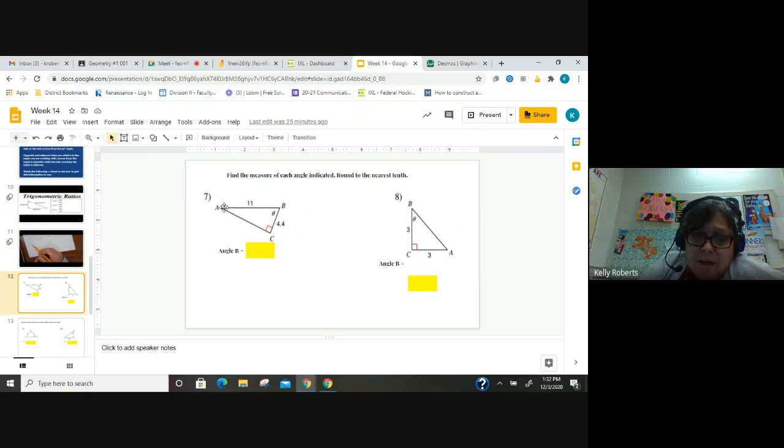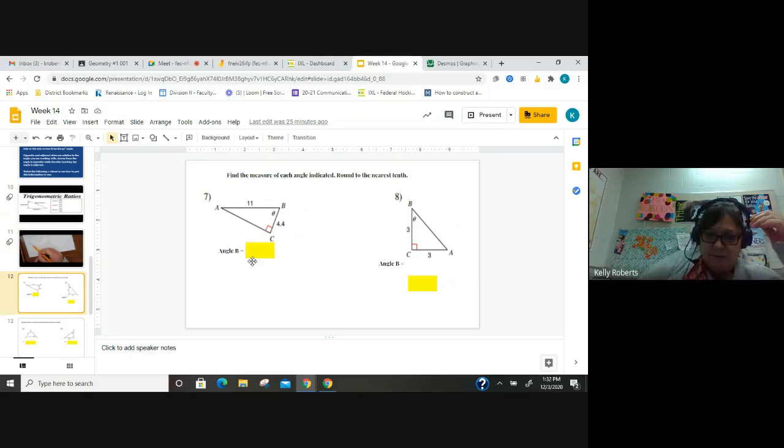So, taking a look at number 7, it says to find angle B and round to the nearest tenth. Well, when you're looking for an angle, you're always going to use the trig inverse. And I'll show you what I mean by that in just a second on the calculator. Anytime you're looking for a side, you just use the trig function the way it is. But when you're looking for an angle, you use the trig inverse.